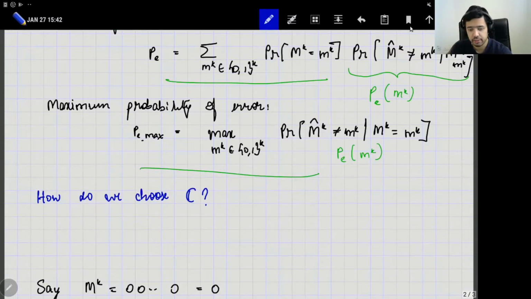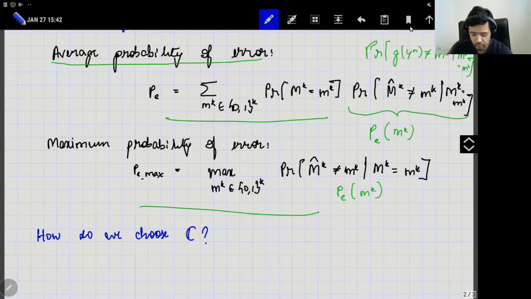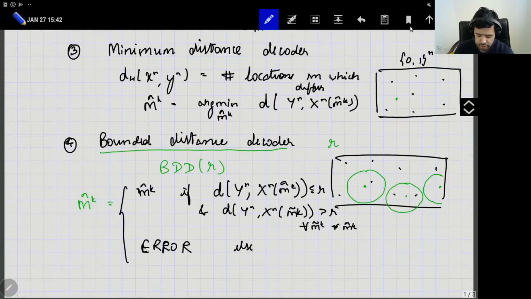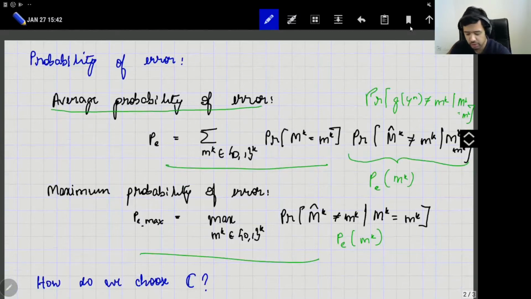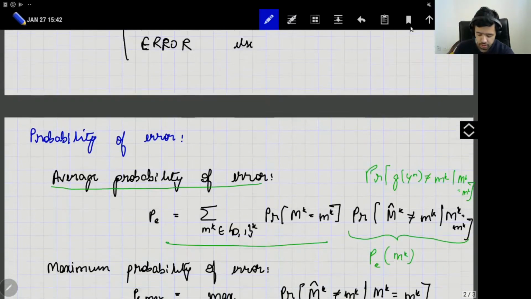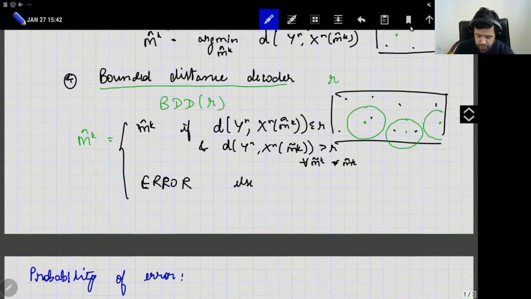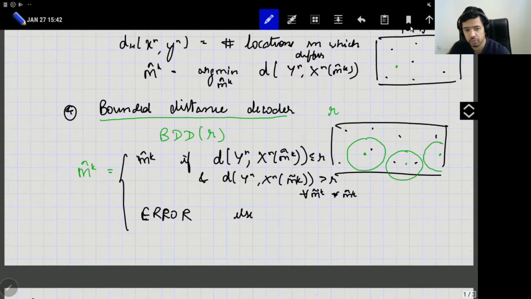So now we have a clear cut. I already told you how we are doing encoding and how we are doing decoding. Specifically, we will analyze the bounded distance decoder, and we've seen what probability of error we're using. Right now, we will analyze the performance of the code with respect to the bounded distance decoder, and note that the bounded distance decoder is not optimal.